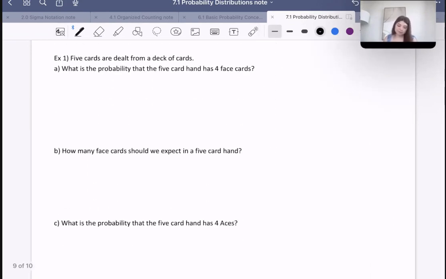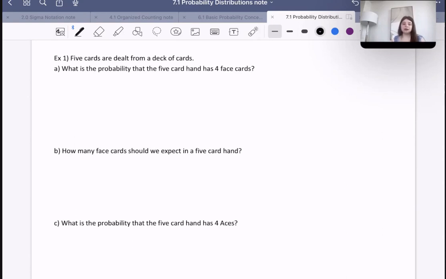Okay, so let's move into example one. So example one says 5 cards are dealt from a deck of cards. What is the probability that the 5-card hand has 4 face cards? So right off the bat, we can kind of think about it and say, well, it's not that likely. We probably won't really get 5 face cards, right? Or 4 face cards. But let's see how likely that is.